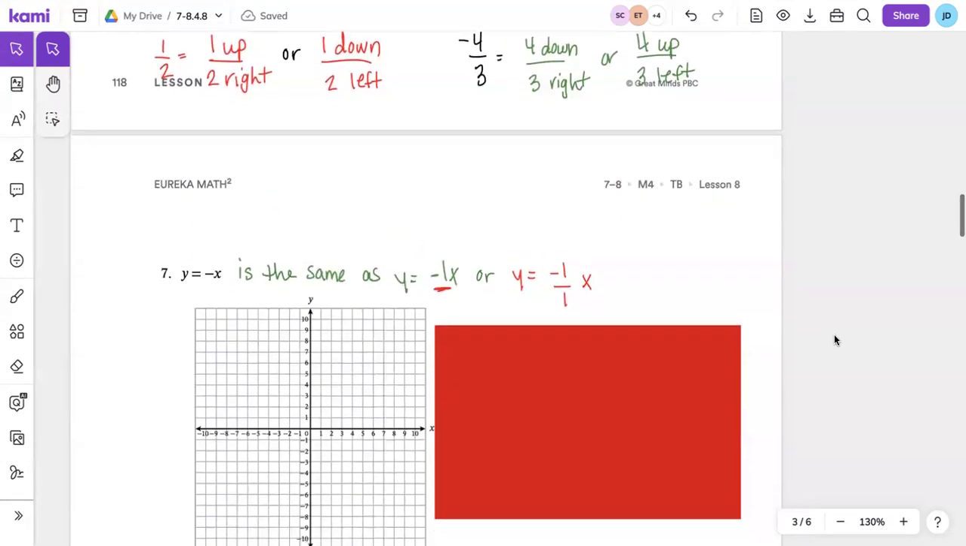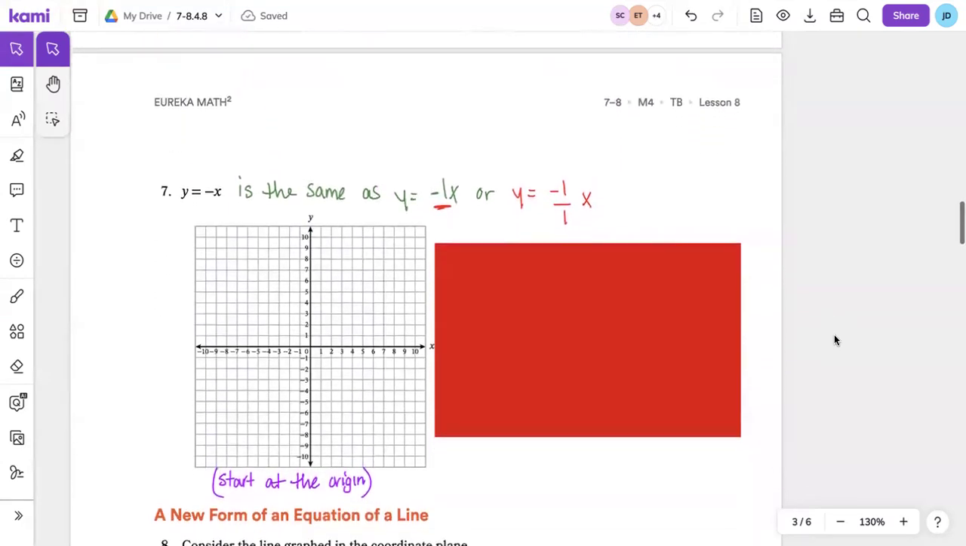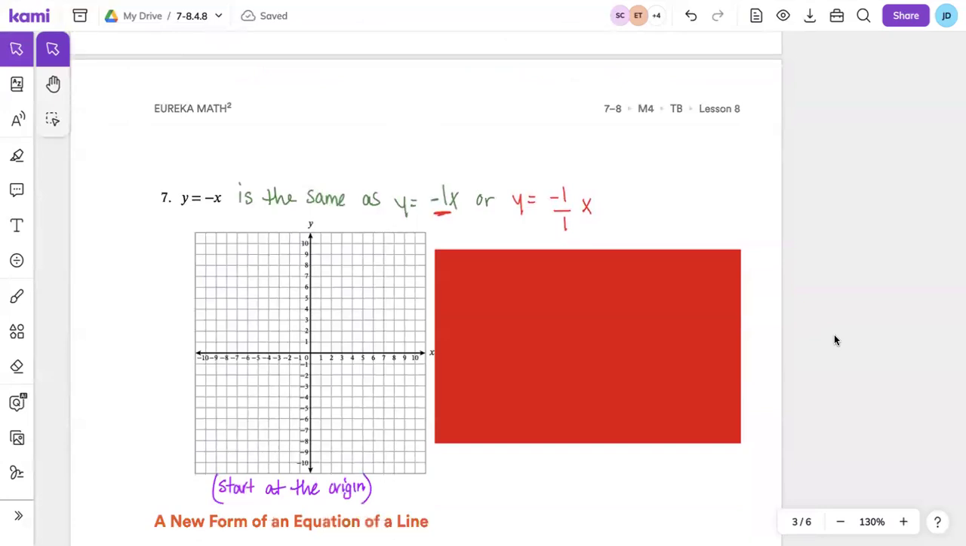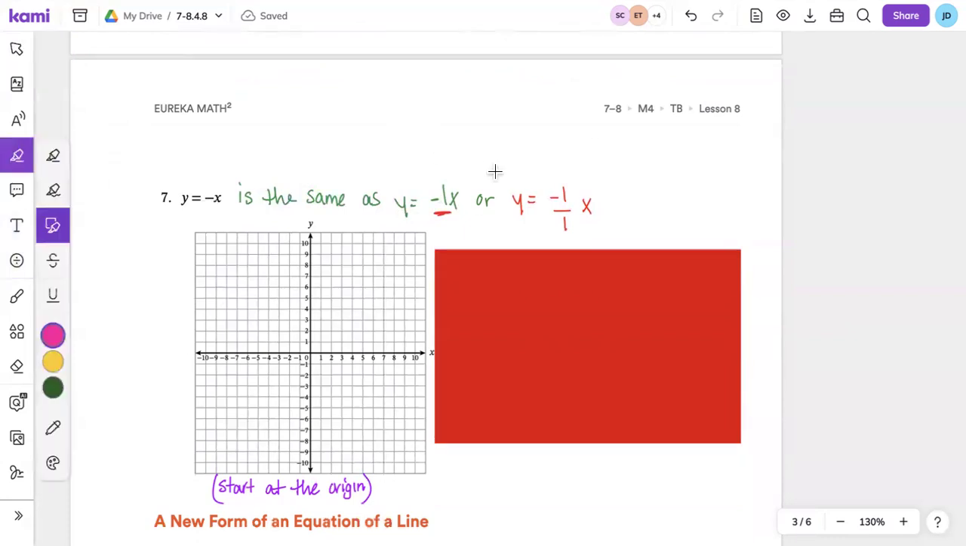So for number 7, we're not going to do the whole thing together. I want you to do that one on your own, but here's your little reminder that if you have just a negative sign or a minus sign in front of a variable, that would be the same as having a -1 in front of that variable. So y equals -x is the same as y equals -1x, or y equals -1 over 1x, with a reminder that this is your slope. Start at the origin, plot this graph.